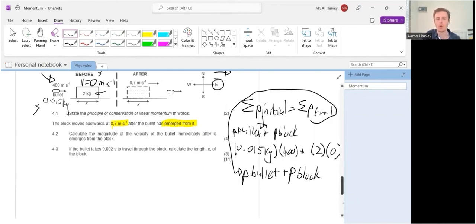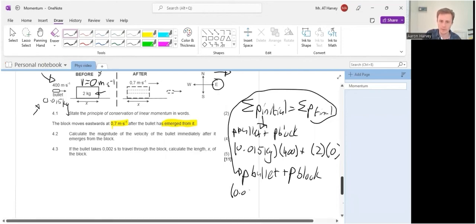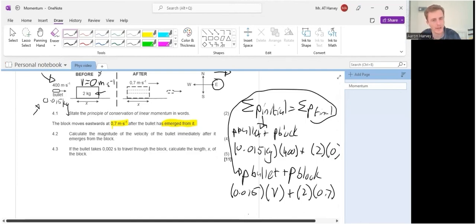So let's go put in what we know. Our momentum of our bullet is mass times velocity. Our mass is 0.015 kgs times the velocity of our bullet. Oh, but we don't know the velocity of our bullet, so we'll just leave it as velocity for now. We then need to add the momentum of our block. The mass is 2 kgs, and they tell us that the velocity is 0.7 meters per second.